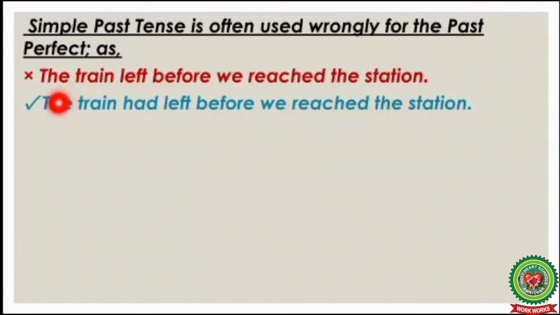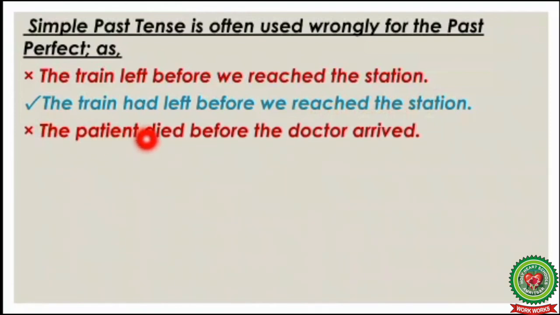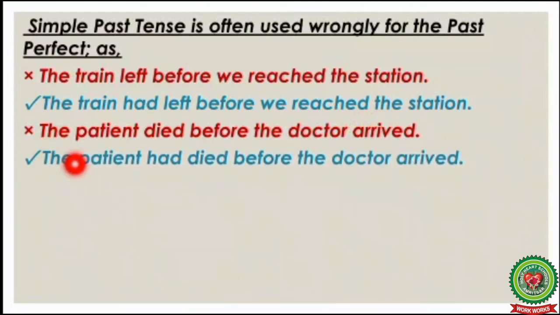Here, in the first part, the train had left. We used past perfect and with the second action, we used simple past. The patient died before the doctor arrived. Which action happened first? The patient died. And which is the second action? The doctor arrived. So with the first action, we will write past perfect tense, and with the second action, we write simple past tense. So the correct answer is the patient had died before the doctor arrived.